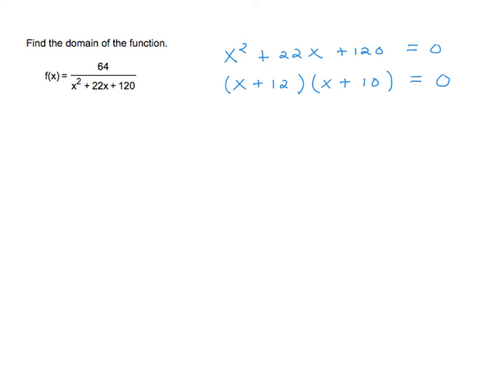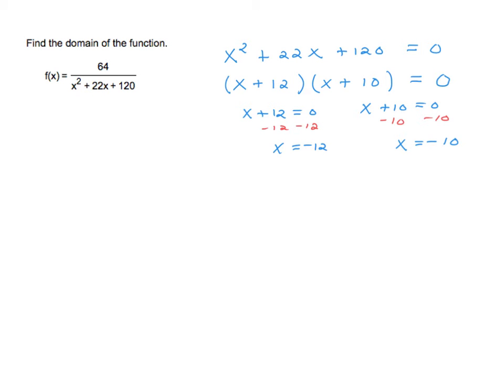Now, to figure out where they're actually equal to 0, I can take each linear factor and set them equal to 0 separately. If I subtract 12 from both sides of this equation, I get that x is equal to negative 12. And if I subtract 10 from both sides of this equation, I get that x is equal to negative 10. And it is these two numbers that, if you were to put into this equation, make it equal 0. So these two numbers are not in the domain of this function.